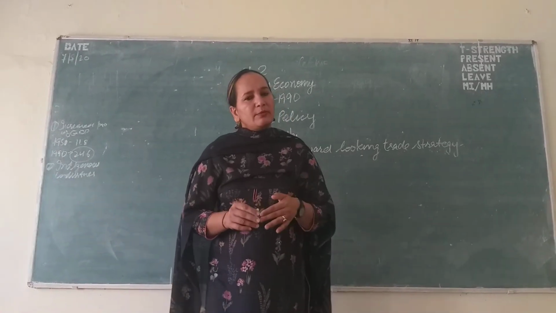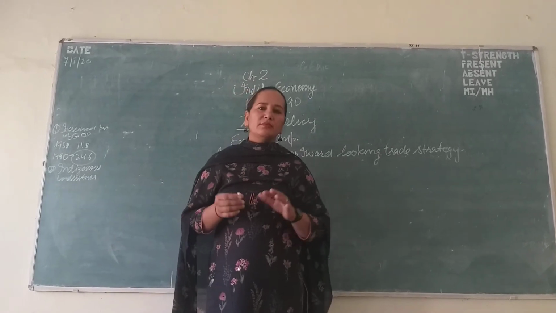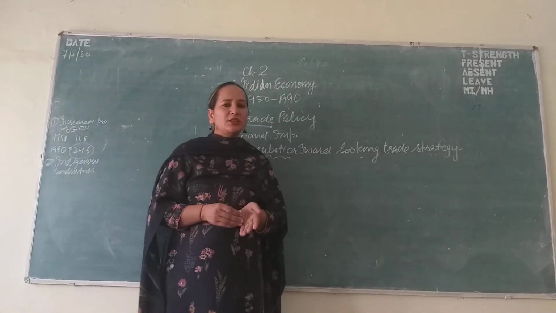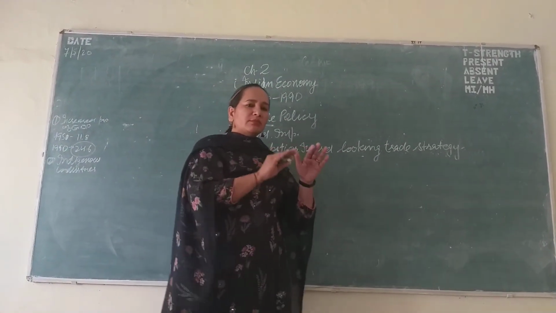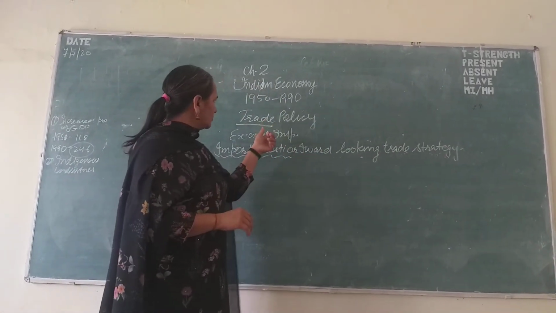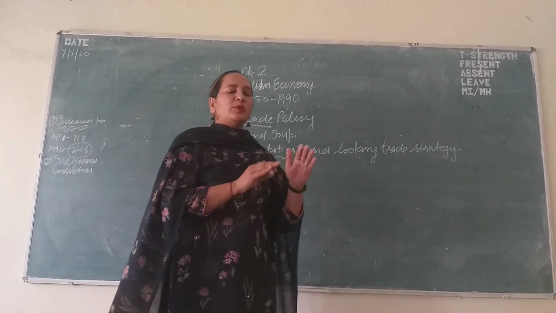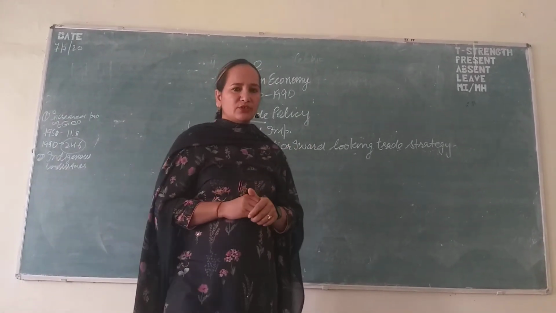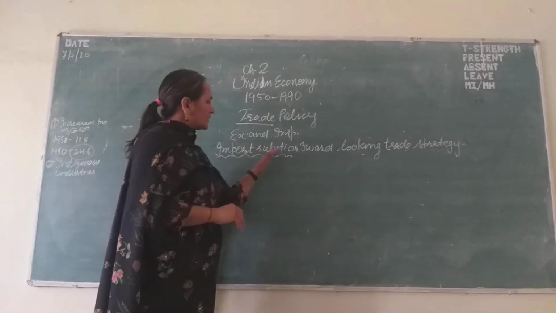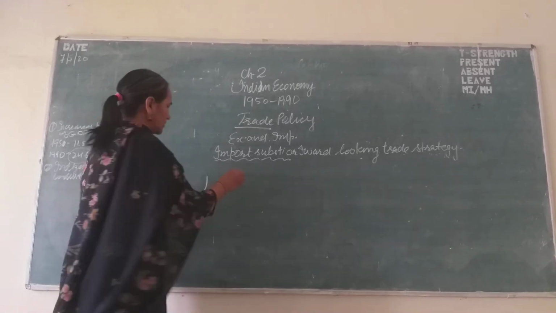When we got independence, we were used to import food grains from America. With the help of the Green Revolution, we started producing within the country. In the same way, whatever goods we were used to import in the industrial sector, try to produce within the country. To follow this import substitution policy, government has put certain restrictions.